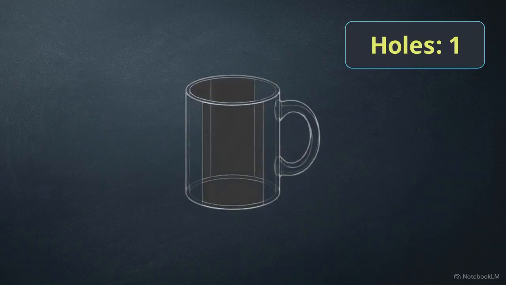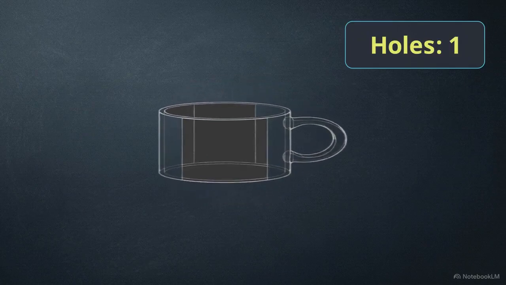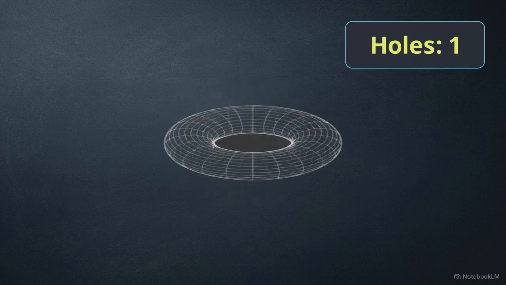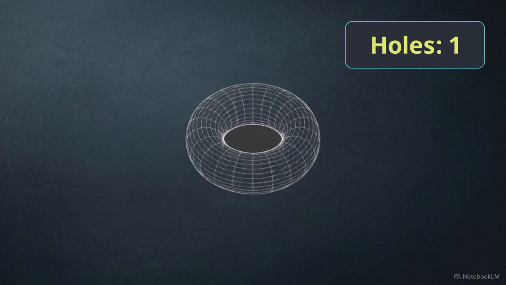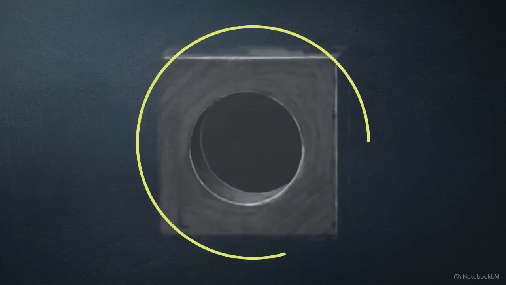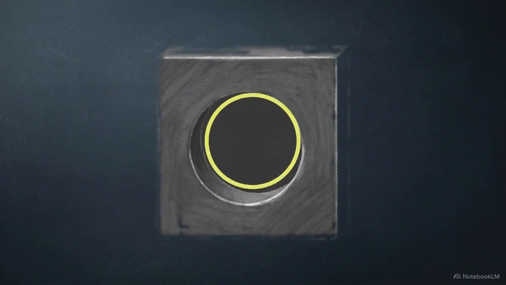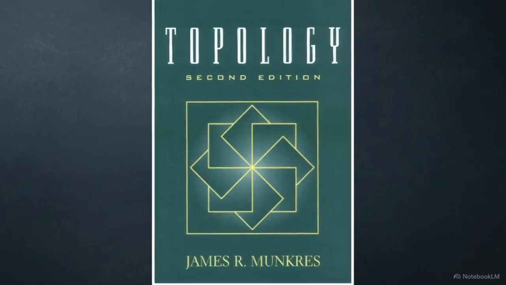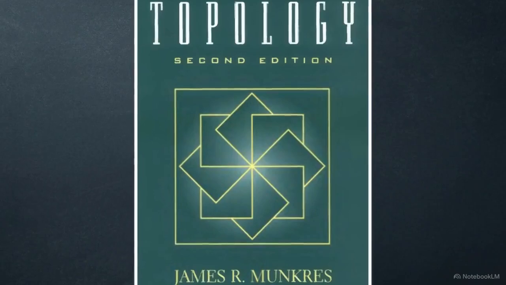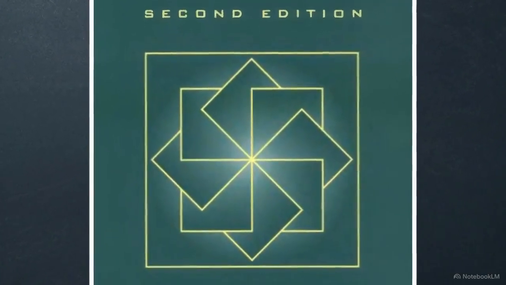In this field, we classify spaces by finding invariants, properties that remain constant no matter how a shape is stretched, bent, or deformed. We will use a tool called the fundamental group, denoted as pi1. It detects one-dimensional holes in a space by observing how closed loops behave when you attempt to shrink them to a point.